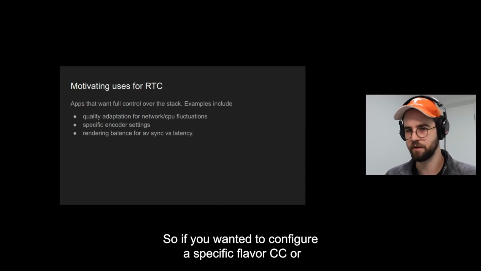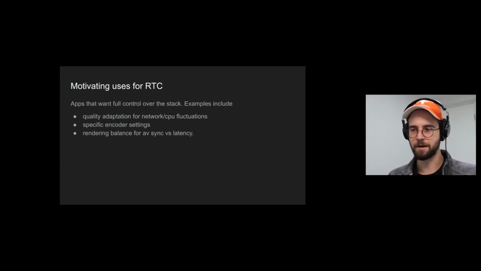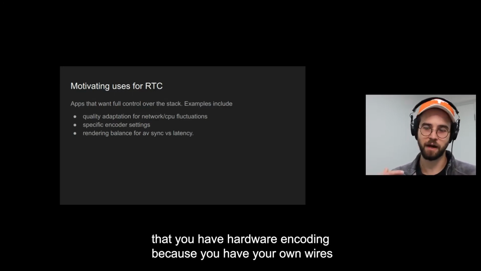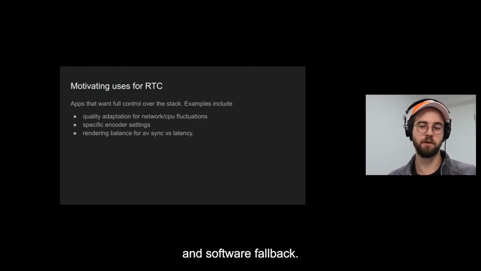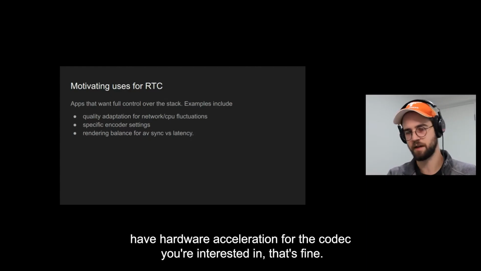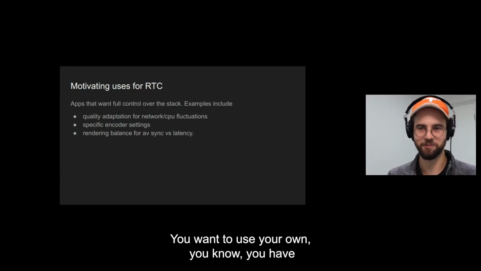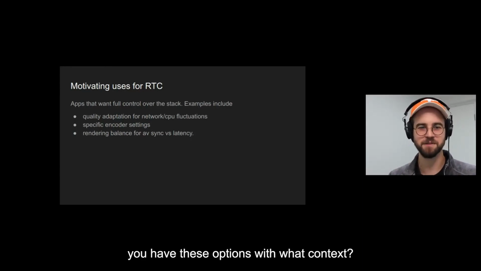So if you wanted to configure a specific flavor of SVC, or customize the latency of the encoder, or if you want to be 100% sure that you have hardware encoding because you have your own WASM software fallback. If this machine doesn't have hardware acceleration for the codec you're interested in, that's fine, but you don't want Chrome's software fallback. You want to use your own. You have these options with WebCodecs.